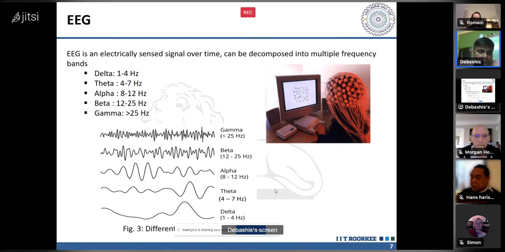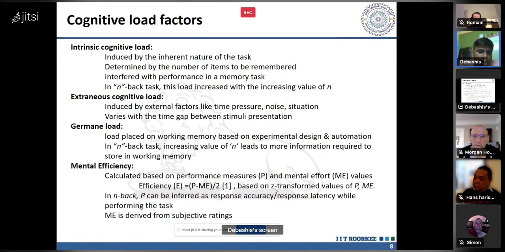EEG signals, the brain rhythm, can be divided into different frequency bands. Based on the defined frequency bands, we can divide the EEG into five bands: delta, theta, alpha, beta, and gamma. Now coming to the main topic, cognitive load. What is cognitive load? We have defined the basic definition of workload, and now I can go deeper. There are three types of cognitive load. One is intrinsic cognitive load, which is based on the inherent nature of the task, that is, how you organize your task.